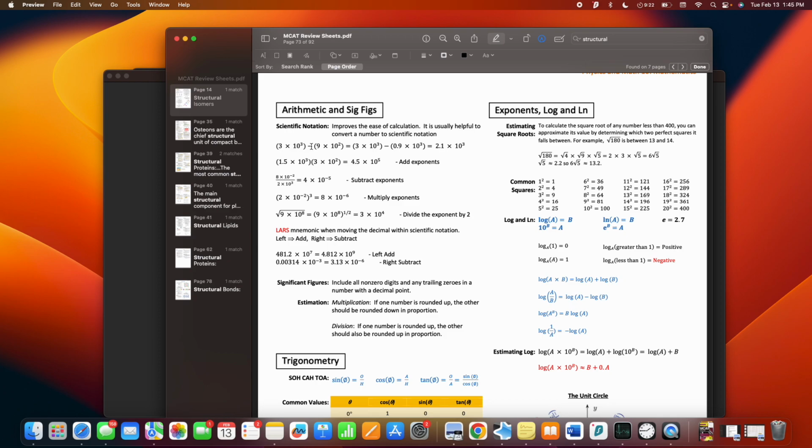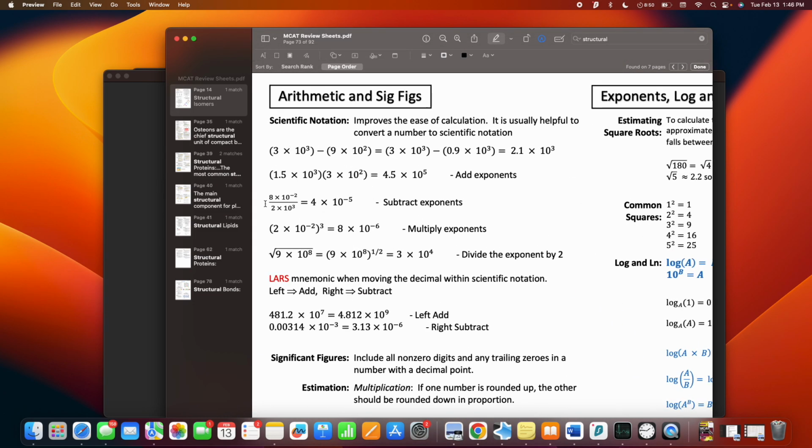So you just make this 0.9 times 10 to the 3, or you could make this 30 times 10 to the 2. So 30 minus 9 would give us 21 times 10 to the 2, which is 2.1 times 10 to the 3. Then for multiplication, you add exponents. For division, you subtract exponents. So you subtract 3 by minus 2, which gives you minus 5, and this is 4.